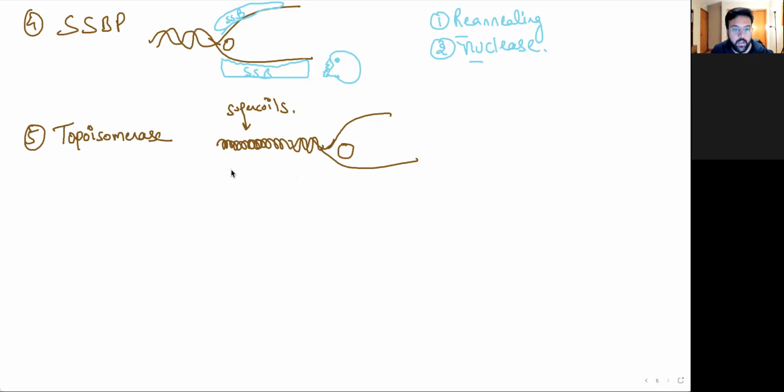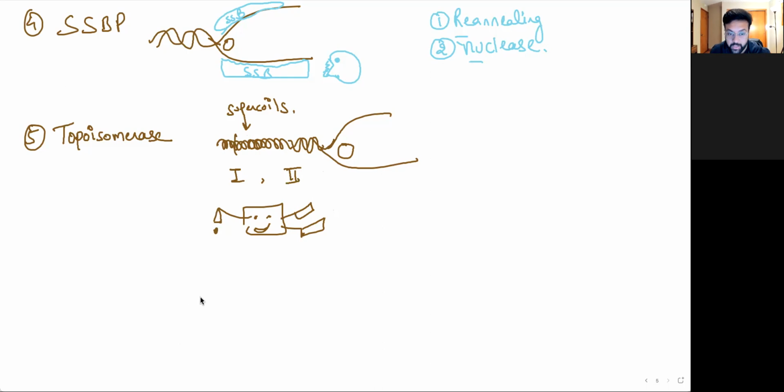Now we have different kinds of topoisomerase: topoisomerase 1 and topoisomerase 2. Topoisomerase 1 is designed in such a way that it can cut one strand of the DNA, it will unwind, and again it will join with the help of some glue. Topoisomerase 2 has two cutters. It can cut both strands, put just one nick here, cut both strands, unwind them, and again you rejoin. So the main function of topoisomerase is cutting the DNA, unwinding it, and rejoining it.